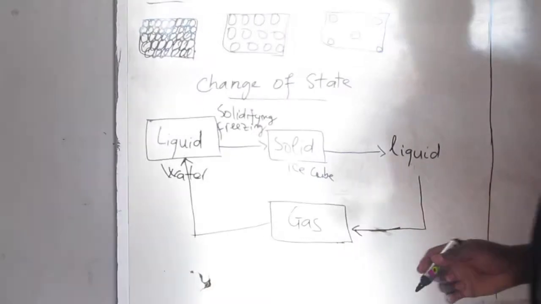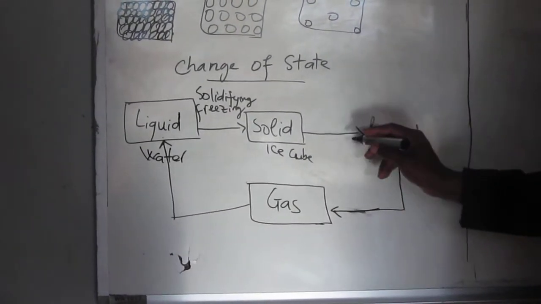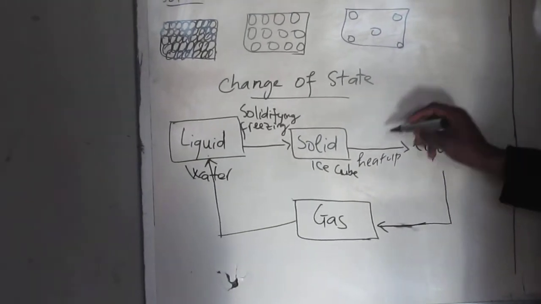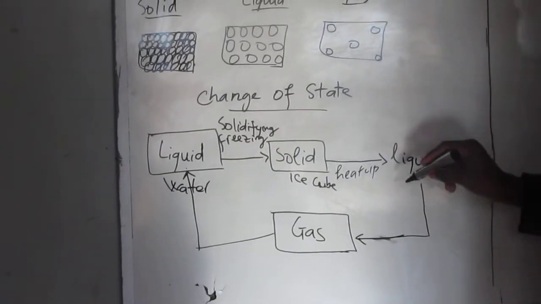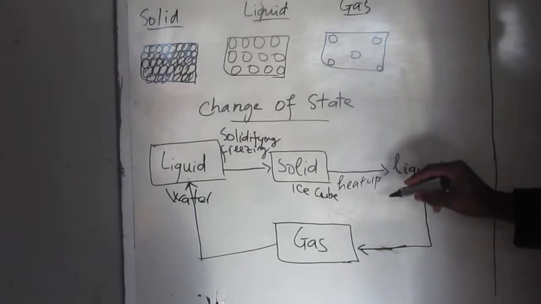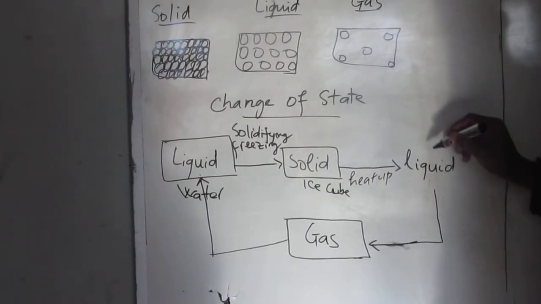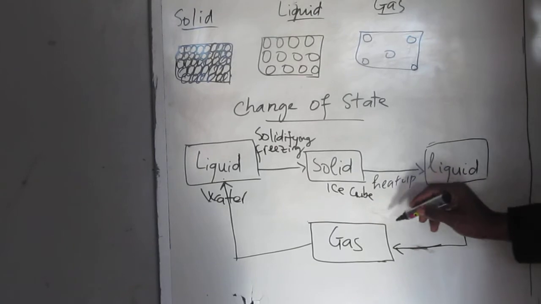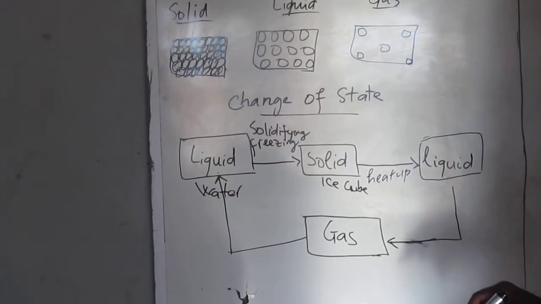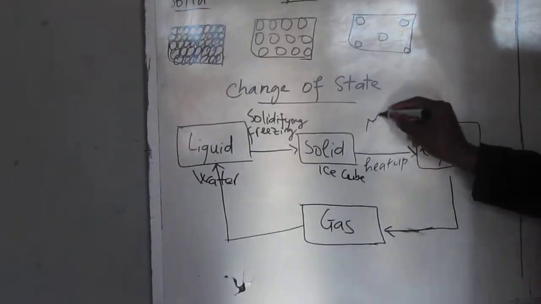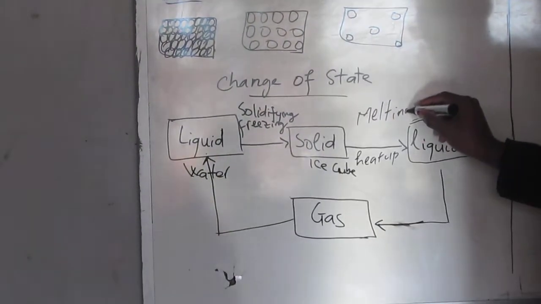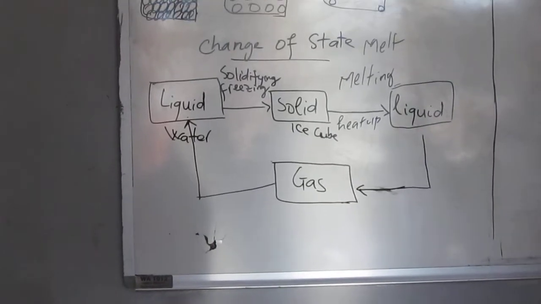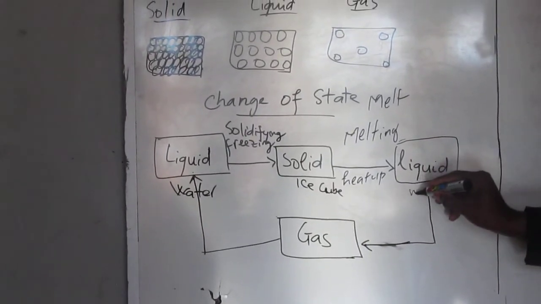And also, if we take this solid and we heat it up, it will change its state from solid back to a liquid form. If we take this ice cube and put it under the sun, what will it do? It's going to start melting. Or we can say it will melt. So it will become liquid again, going back to water.